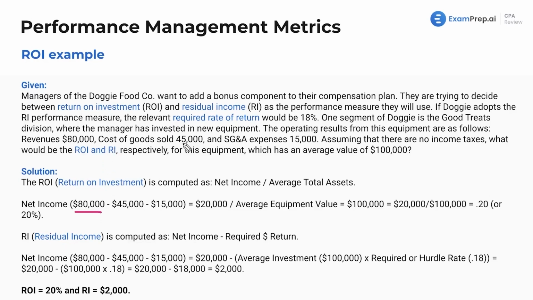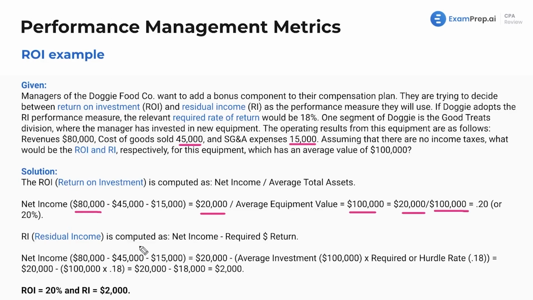Then we've got cost of goods sold of 45 and SG&A of 15. Boom, boom. That's how we get our net income. That's pretty much it for the numbers. There's not really much distractor here. As I mentioned, the average asset value is the invested capital. So we really just get 20,000 of net income divided by 100,000 of invested capital, giving us 0.2 or 20%.